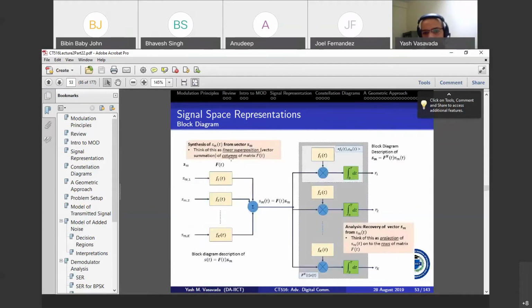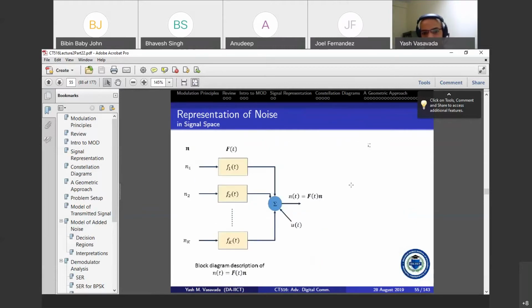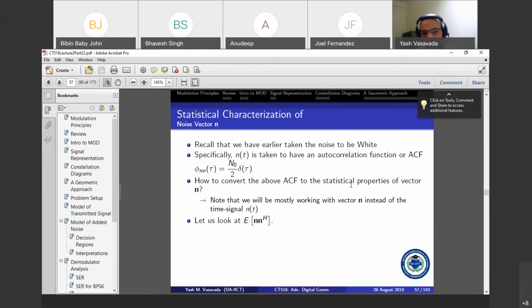And so that is what we looked at. The synthesis happening at the transmitter, analysis happening at the receiver. And essentially, these basis functions, therefore, get cancelled out in some sense. You are transmitting this vector S of M, and then you are getting it completely back in the absence of noise, because F and F Hermitian are inverses of each other. So this is what we had seen in the earlier class.